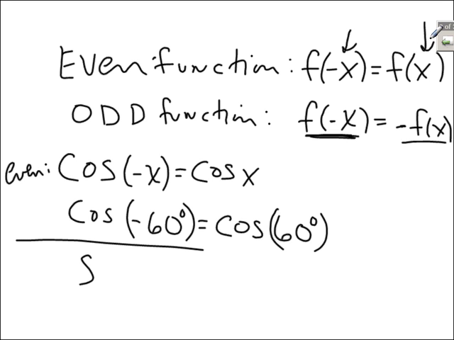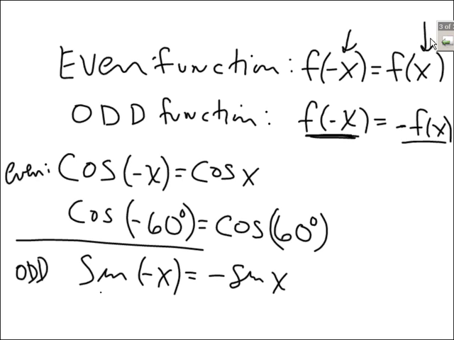Sine, on the other hand, is an odd function. The sine of the negative angle is the same as the sine of the positive angle, with a minus sign in front. For example, the sine of negative 70 degrees is negative the sine of 70 degrees. It's an odd function.